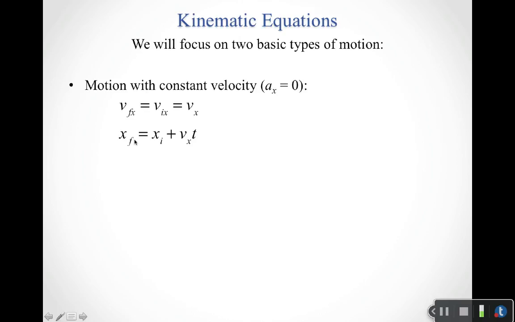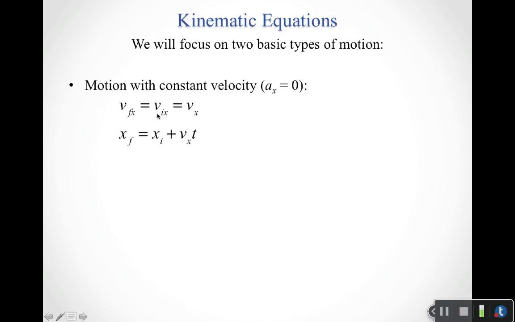And again, we're going to start by thinking about this in a one-dimensional situation where we're just moving along the x-axis. So if the velocity is constant, that means that the final velocity value is equal to the initial velocity value, and so we're just going to call that Vx, because it's what the velocity value is at all points in time. And then basically we're left with one single equation describing our object's motion. It says that the final position of the object is going to be equal to the initial position of the object plus the object's velocity times time.